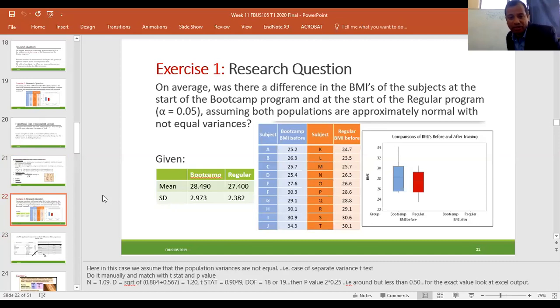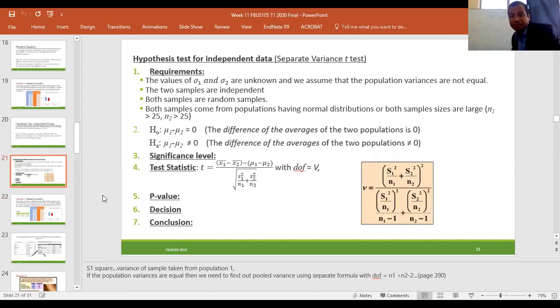Did you get any T stats value? Anyone? 0.9048, exactly, 0.9048 or 49. So I'm keeping it rounded up, 0.9048. Keep that in mind. Similarly, you will get the V value. You apply the formula and get the degree of freedom. It will come 0.9048. Can we quickly do this calculation of V, the degree of freedom?